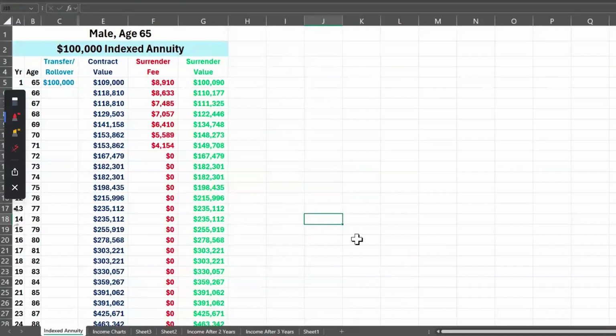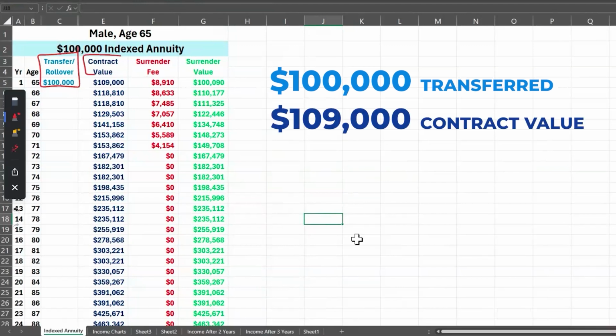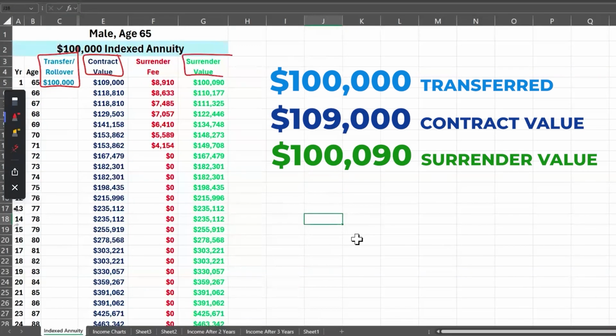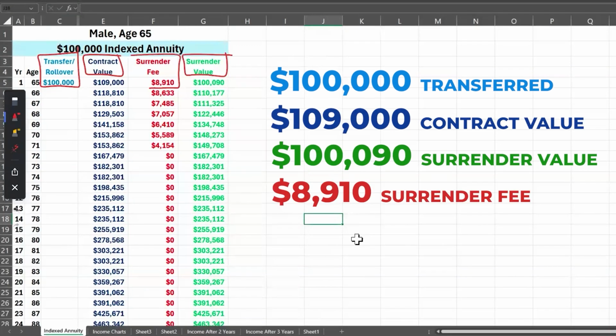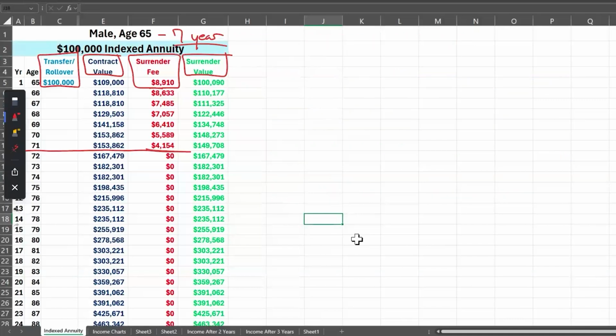So let's take a look at this on Excel. And this will give us the surrender fees. So what we've got here, firstly, is the transfer of $100,000. There's your contract value. There's the surrender value we just saw. There's what the fee comes out to. Now, this is a 7-year indexed annuity, and all that means is that the surrender fees last for 7 years.